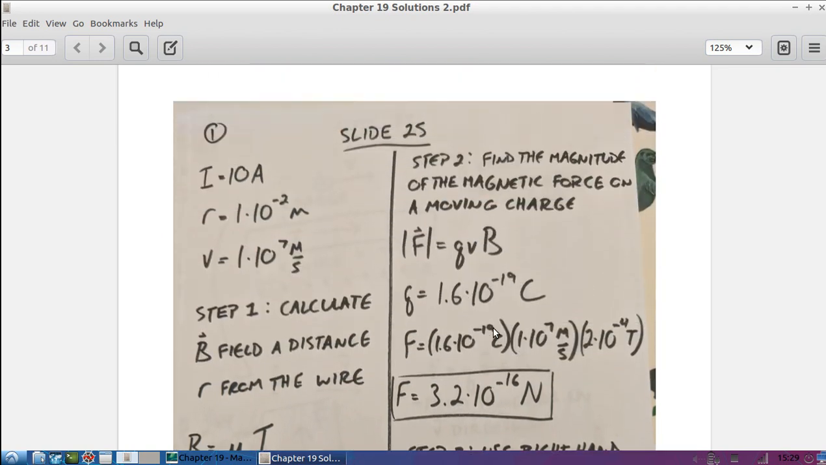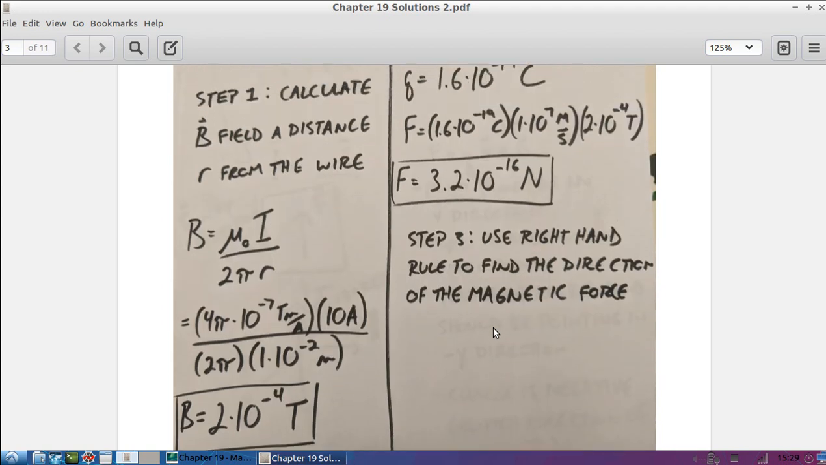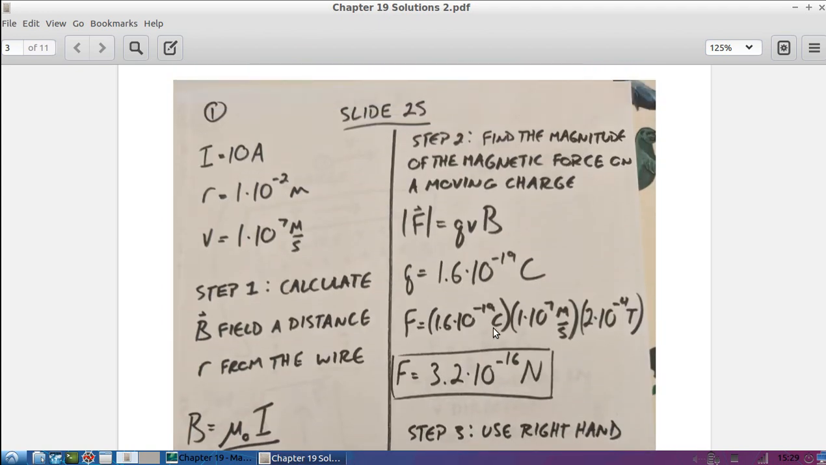Final step, I did step 3 first. I did the directions first. Final step is finding the magnitude of the force. We see that the velocity vector was perpendicular to the magnetic field vector in our diagram.